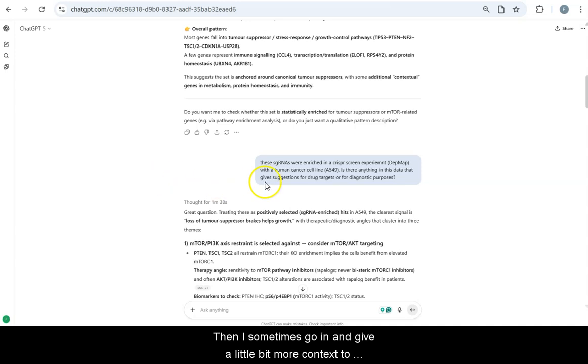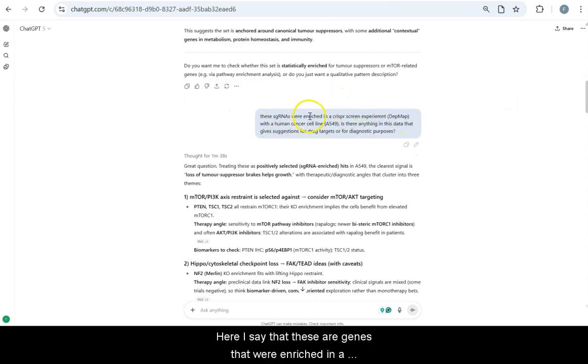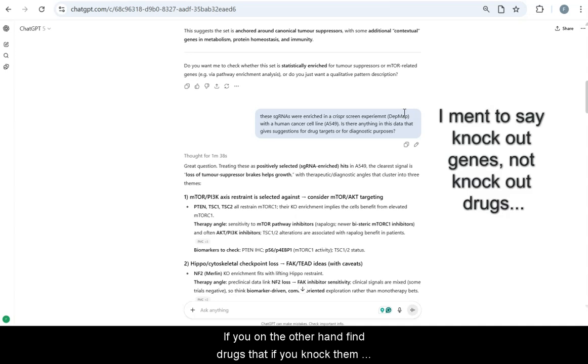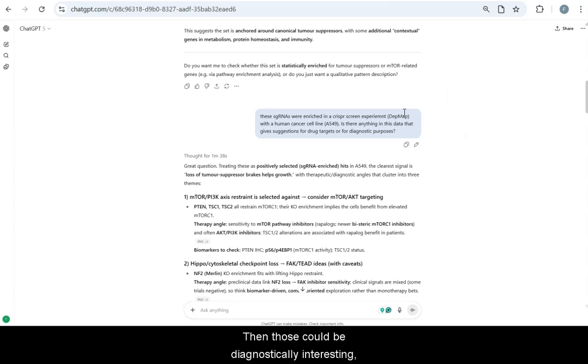Then I sometimes go in and give a little bit more context to ChatGPT and see if that changes anything. So here I say that these are genes that were enriched in a CRISPR screen experiment from DepMap with the A549 cell line. And my approach using CRISPR screens, and the way we're doing it in my group, is often trying to find drug targets and to identify genes related to diagnostics. Could we find genes that, if you knock them out, the cells are not doing very well? Well, then those might be interesting drug targets. If you, on the other hand, find genes that, if you knock them out, the cells thrive and expand, then those could be diagnostically interesting, right?